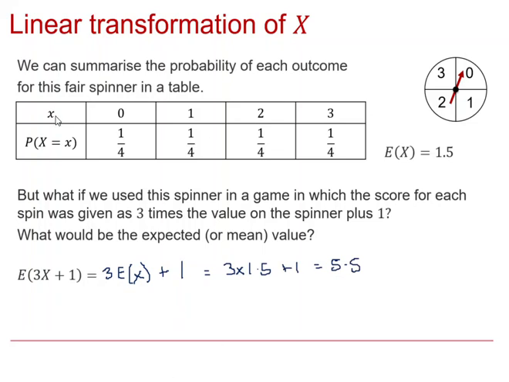Alternatively, you can consider, rather than x, actually the outcomes 3x plus 1 in each case, which would be 1, 4, 7 and 10. Then we can simply work out by multiplying each of those by the probability with which they occur. We can then work out the expected value of 3x plus 1 directly, and that would give us 22 over 4, which of course is also equal to 5.5.